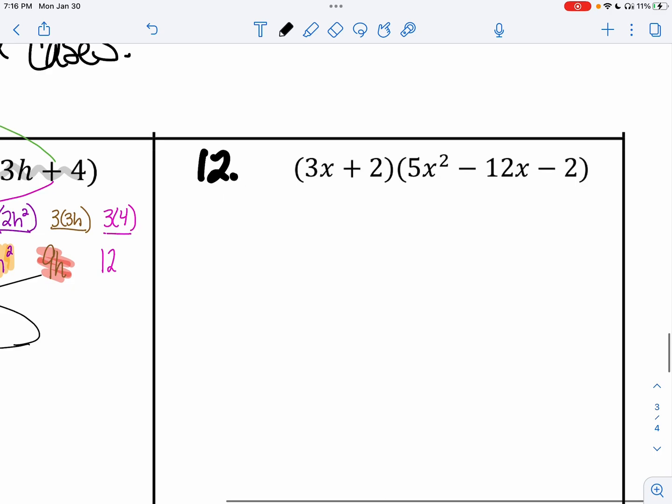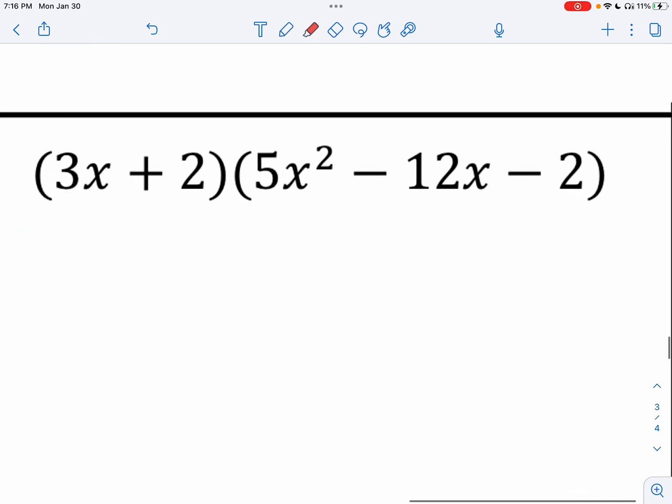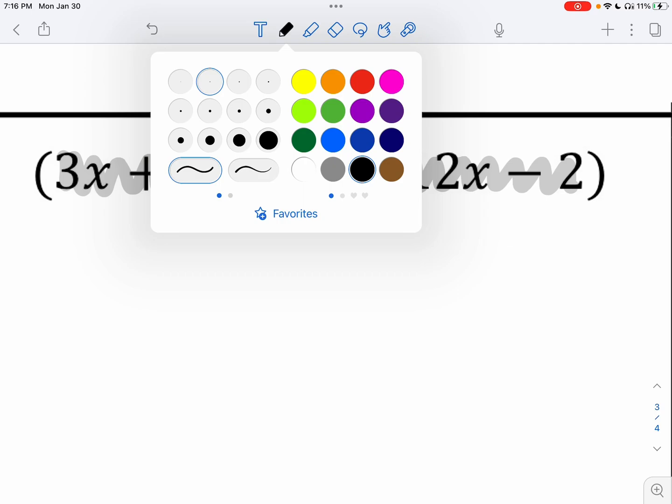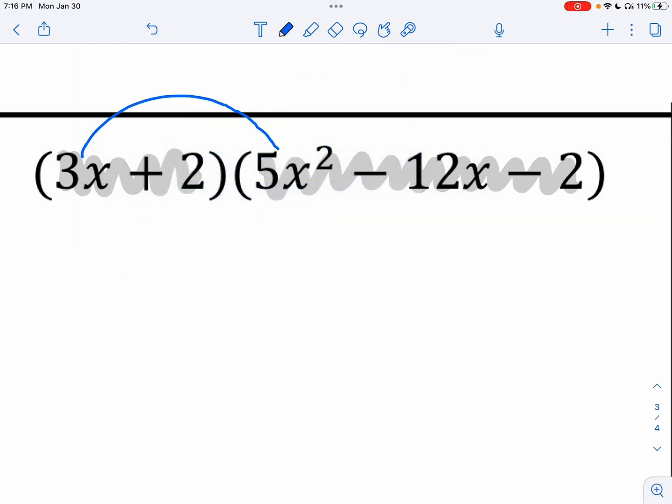I'll do one more because this one involves negatives. So I have my binomial, 3x plus 2, and my trinomial, 5x squared minus 12x minus 2. 3x times 5x, I'm going to write it out. Oh, 5x squared, I misspoke.